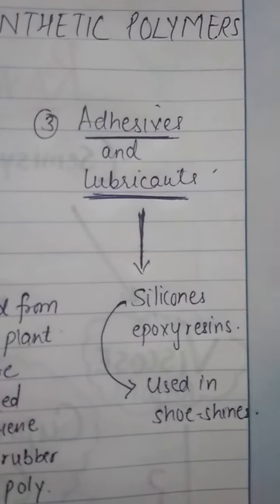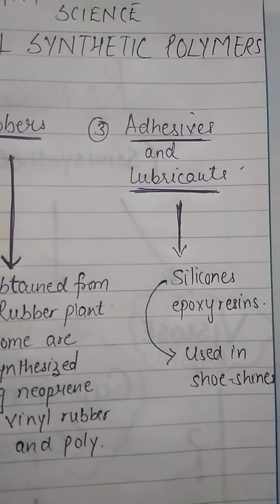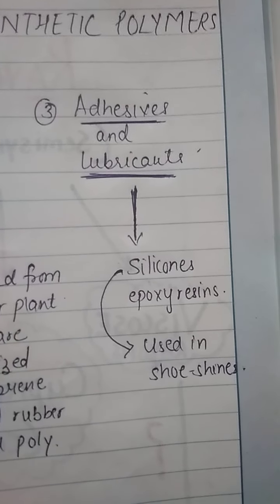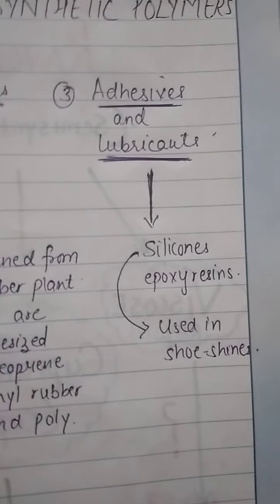Next, the third is adhesives and lubricants. Adhesives and lubricants are a third type of synthetic polymers which contain silicones, epoxy resins, and these silicones are used in the making of shoes.